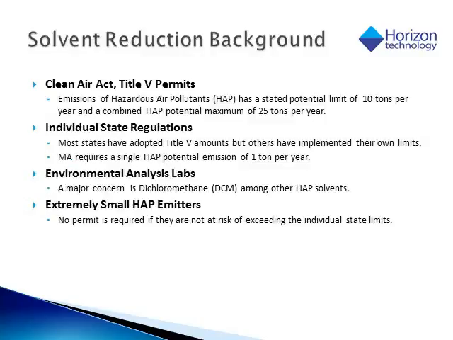Title V emissions of hazardous air pollutants, HAP, has a stated potential limit of 10 tons per year and a combined HAP potential maximum of 25 tons per year. Individual states have implemented a version of the Title V regulations. Most have adopted the Title V amounts, but others have implemented their own limits. For example, Massachusetts requires a single HAP potential emission of 1 ton per year.